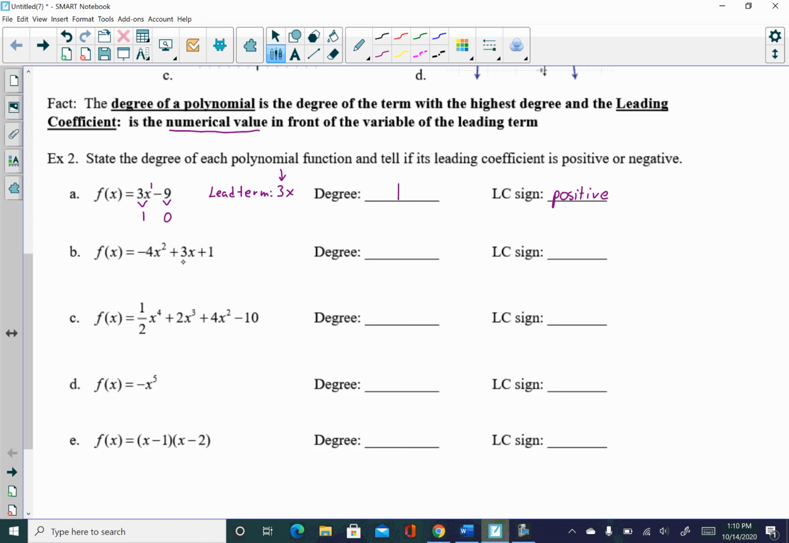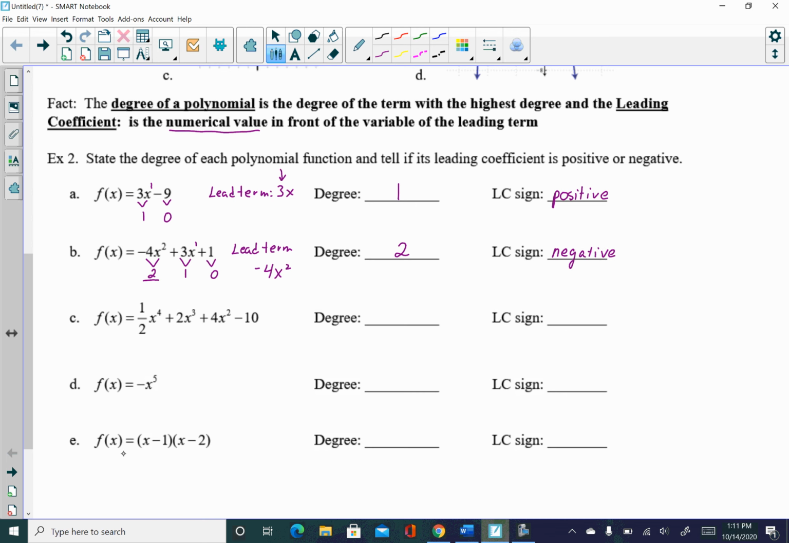All right, and then we'll do one more of these all the way. So looking at our degree. Here, the degree of the first term is 2. I'm looking at my exponent. The degree of 3x is 1. It's an imaginary 1 there. The degree of any number is always 0. We pick the highest, so we know our degree here is 2. My leading term this time is just that first piece there, negative 4x squared. And then the coefficient in front there would be negative 4, so the coefficient sign would be negative.